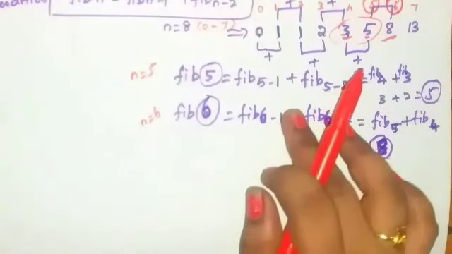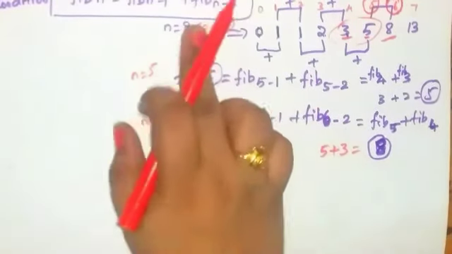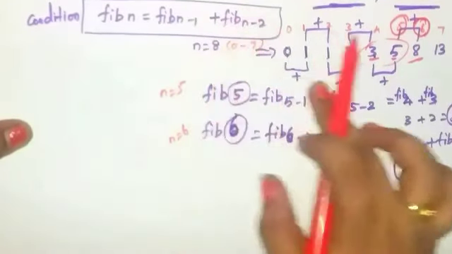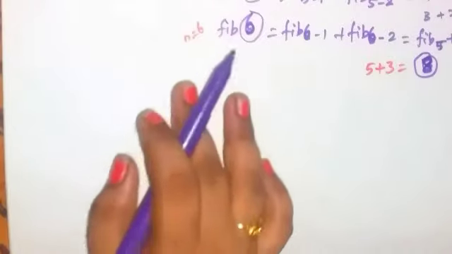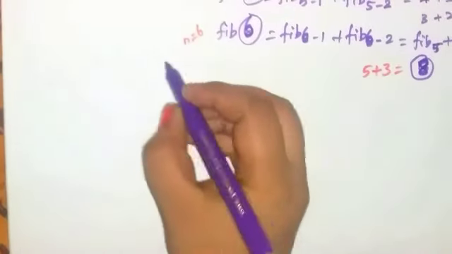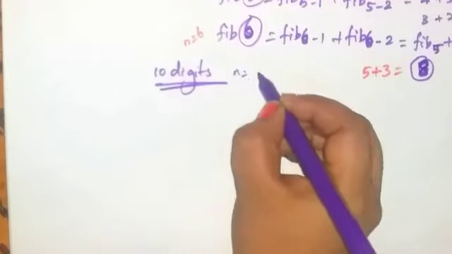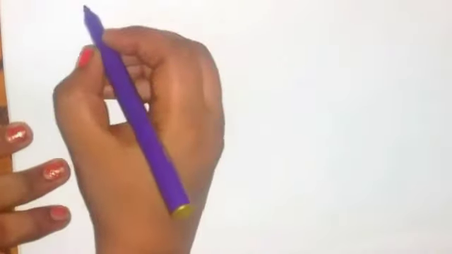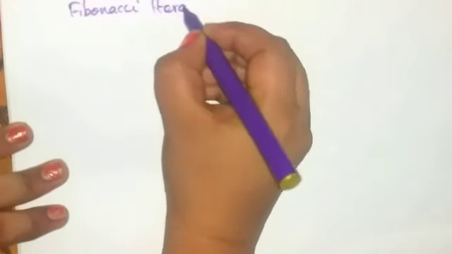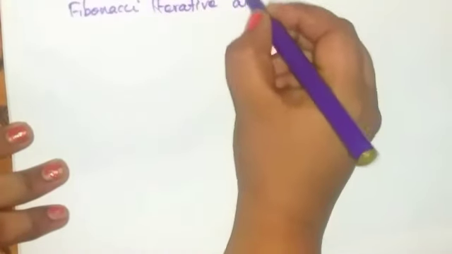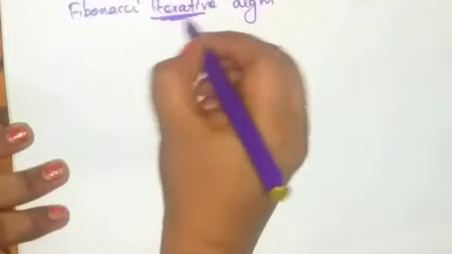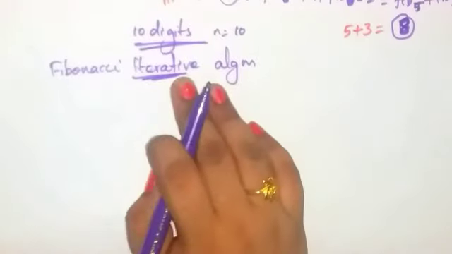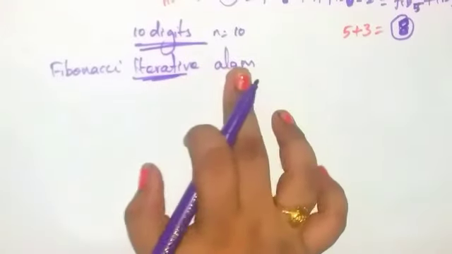So this is the way you have to calculate the Fibonacci series by using this condition. If you want to generate the Fibonacci series for 8 digits, you will get this output. But if you want to generate the Fibonacci series up to 10 digits, n is equal to 10, how will you generate it? Write the steps for the Fibonacci iterative algorithm. Iterative means a set of statements repeated again and again in the same program; that is called an iterative algorithm.